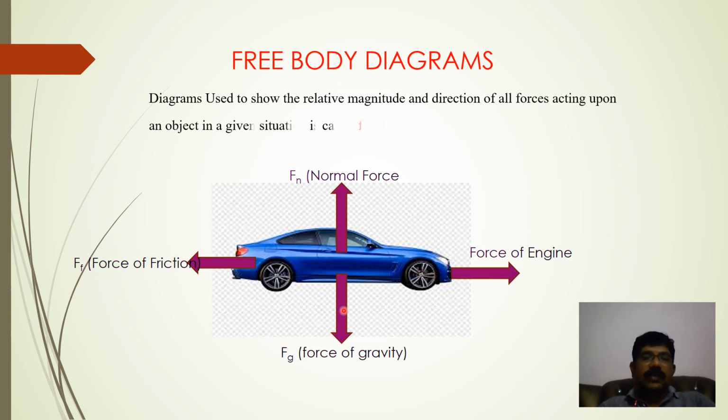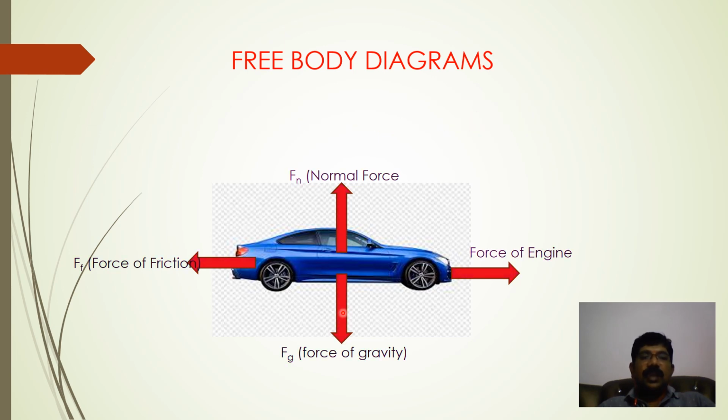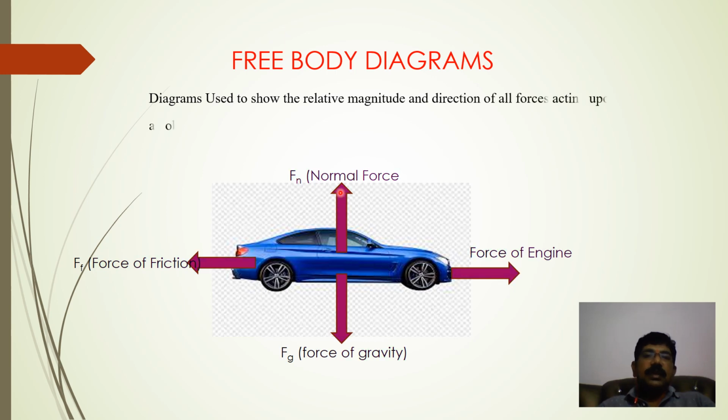The entire weight of the car acts in the downward direction due to gravitational pull. So this is force of gravity. Next one. The surface exerts an equal and opposite force. This force is known as normal force.